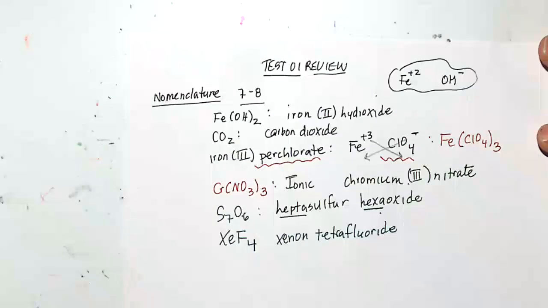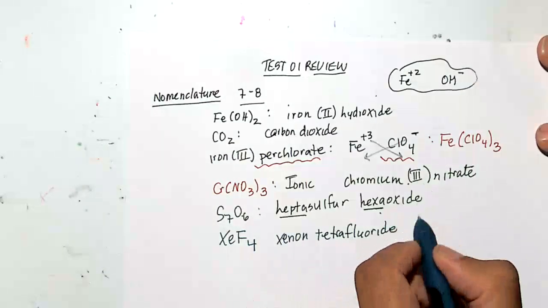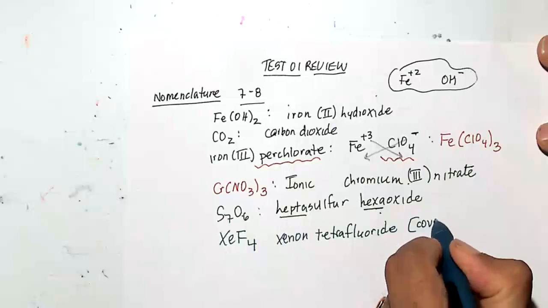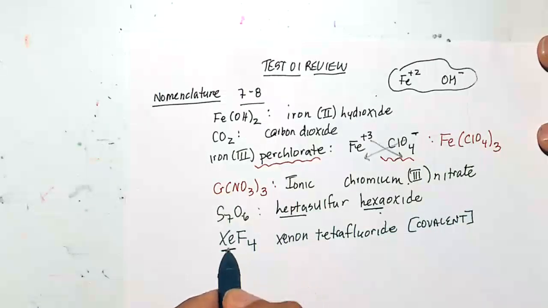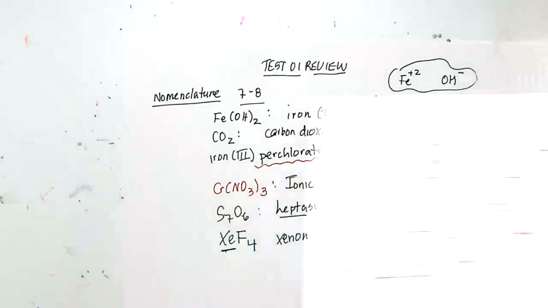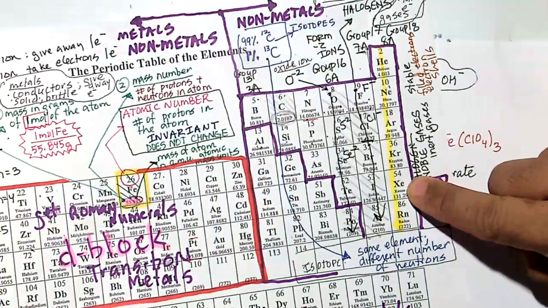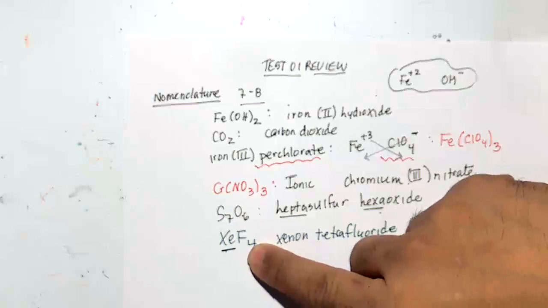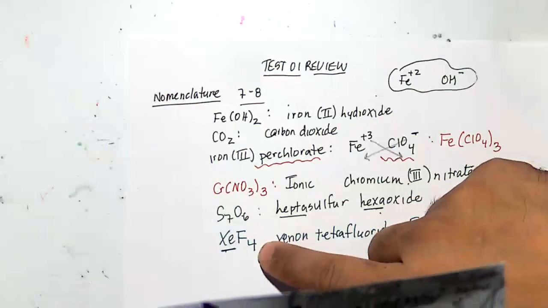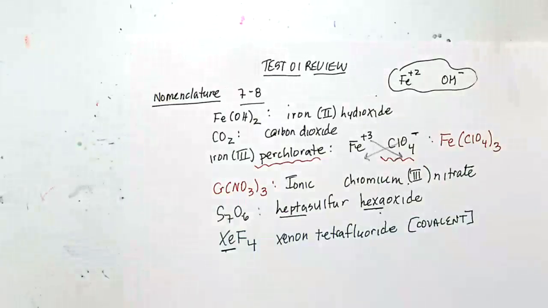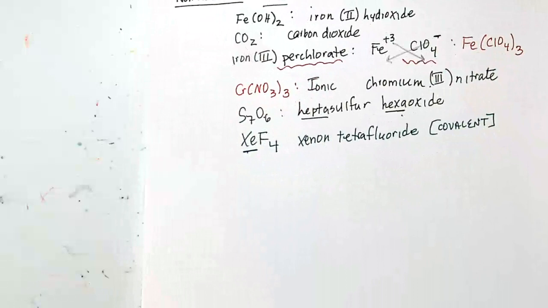The last compound, covalent. This compound is covalent. Xenon is Xe, and it's a noble gas. And F is fluorine, and that is also non-metallic. So non-metal with non-metal is covalent.